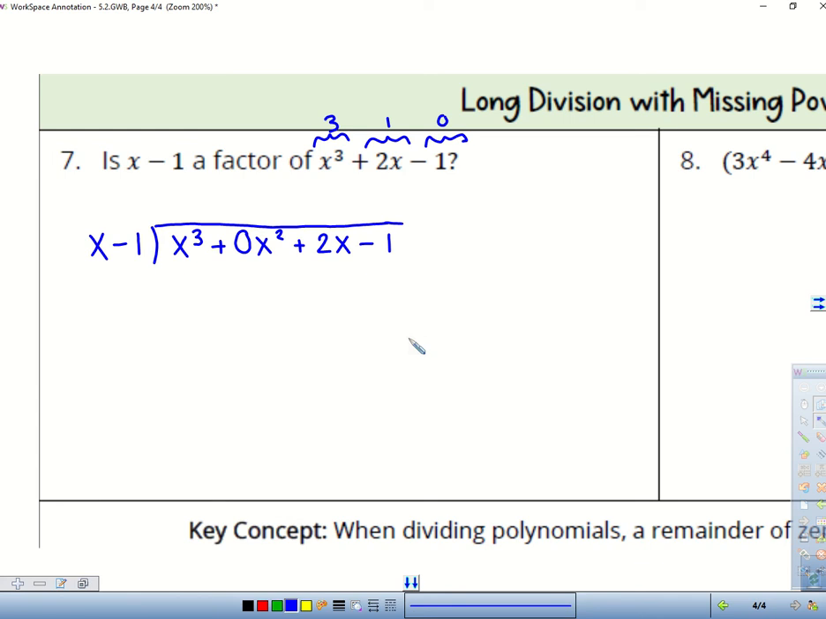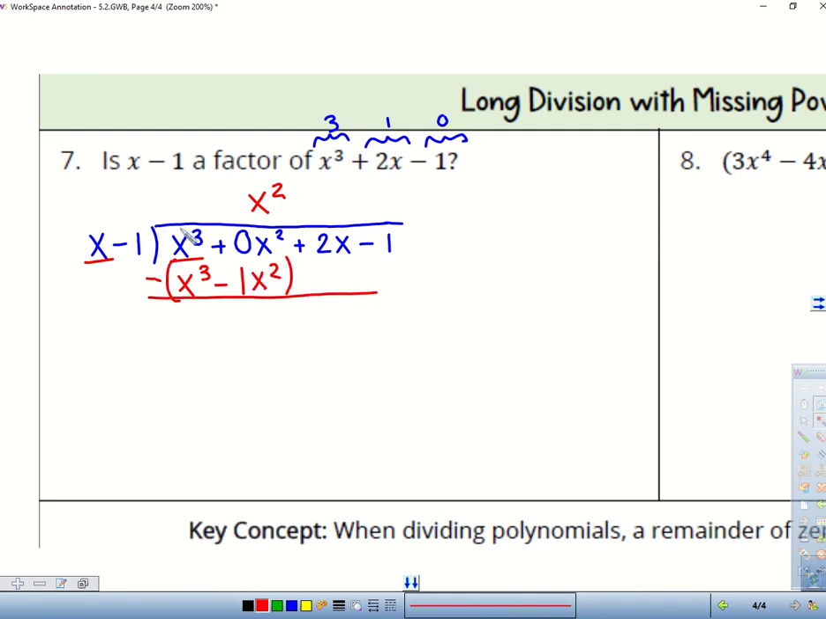So, now we're going to do the division. What would I multiply x by to get me to x cubed? X squared. I then multiply x squared by this, which gives me x cubed minus x squared.